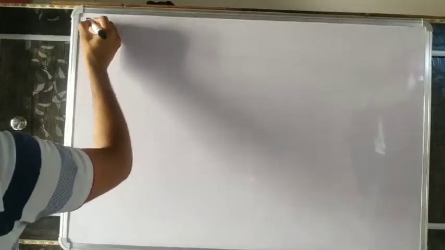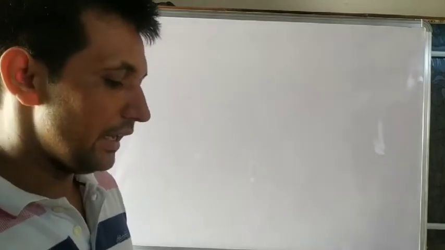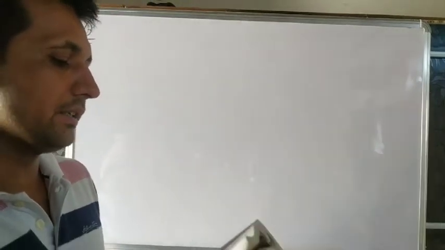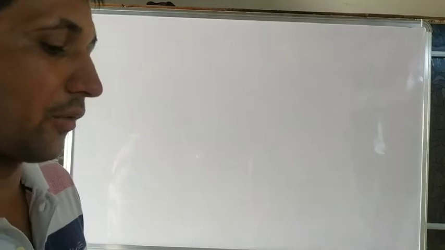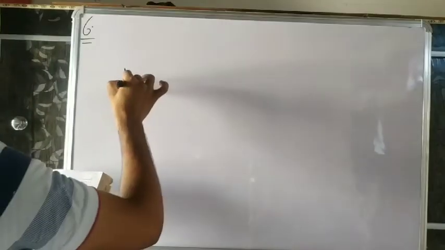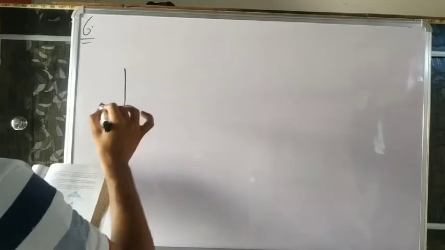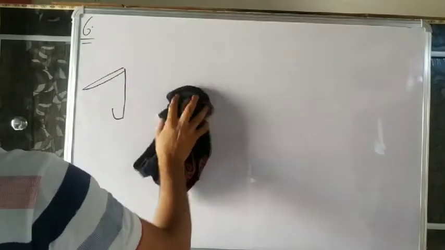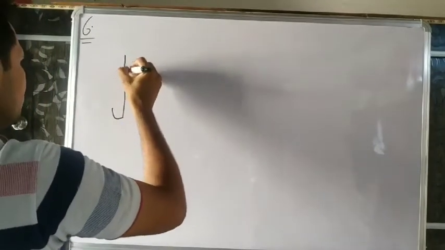Question number 6. Read everyone question number 6. An umbrella is made by stitching 10 triangular pieces. An umbrella is being made, like an umbrella. An umbrella is made by 10 stitchings. How much? 10 stitchings.